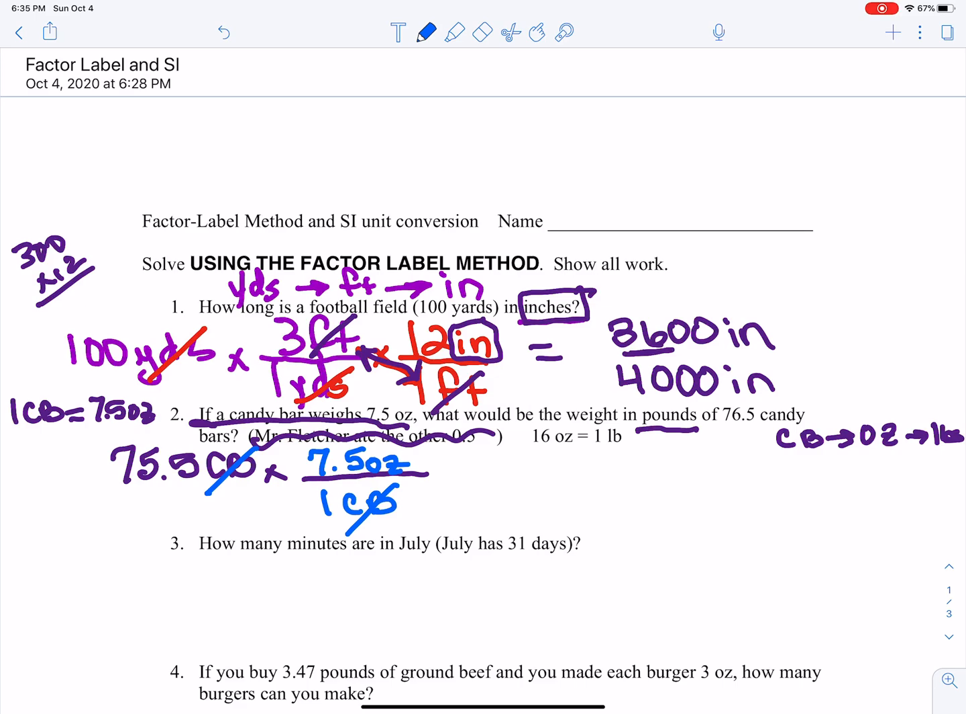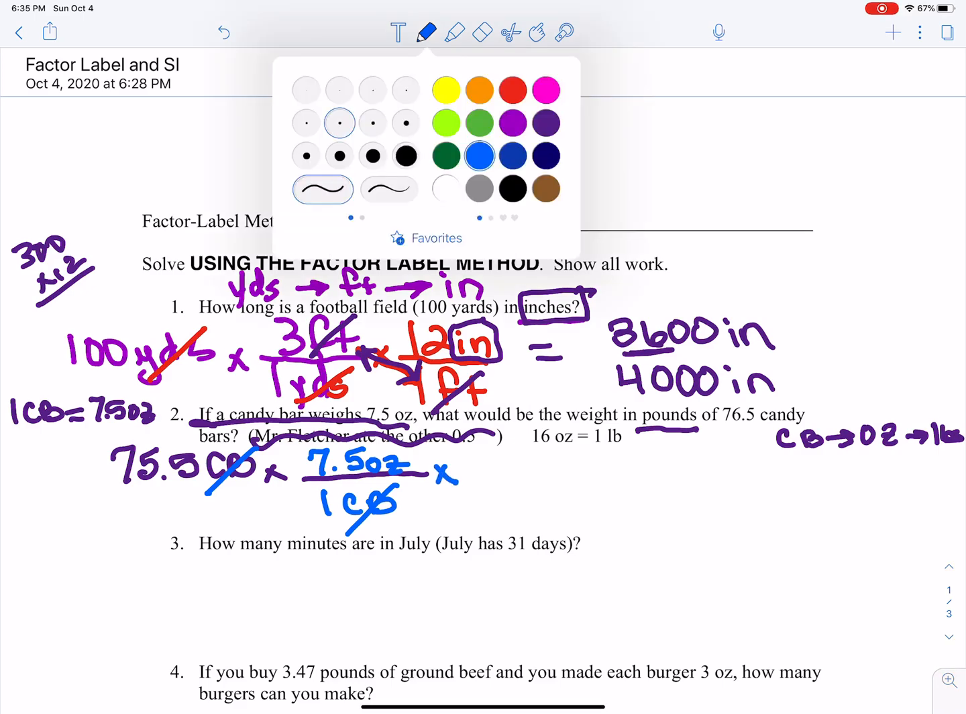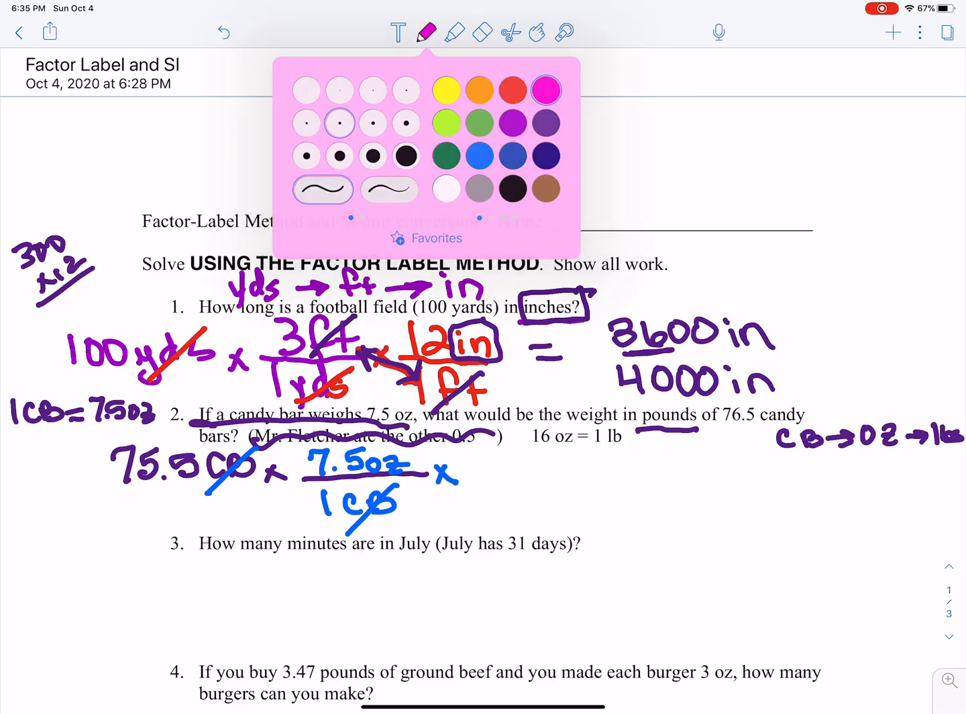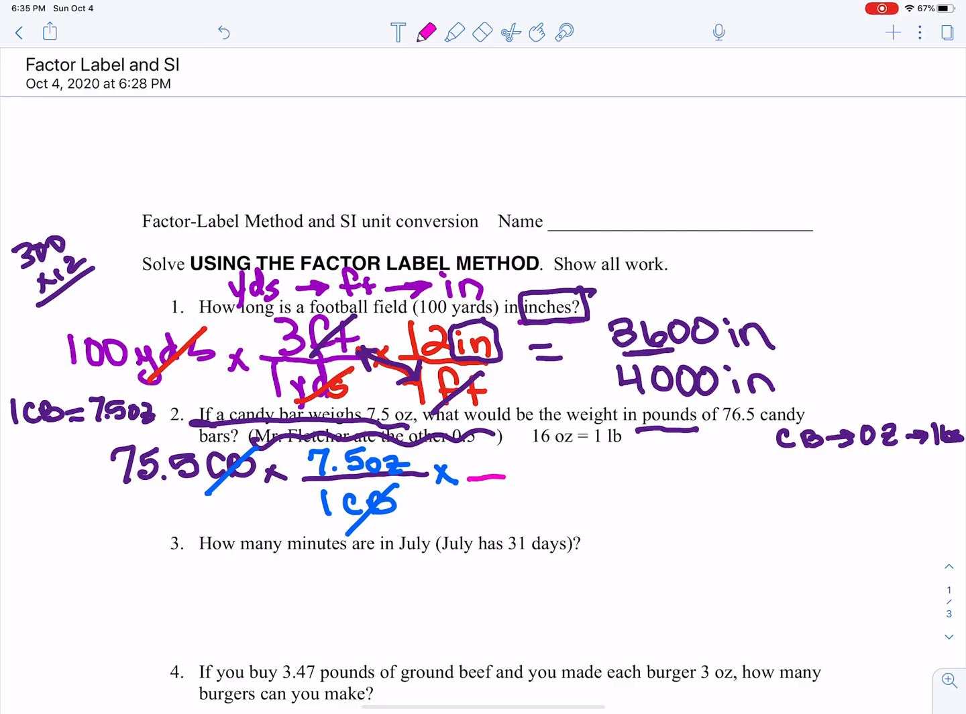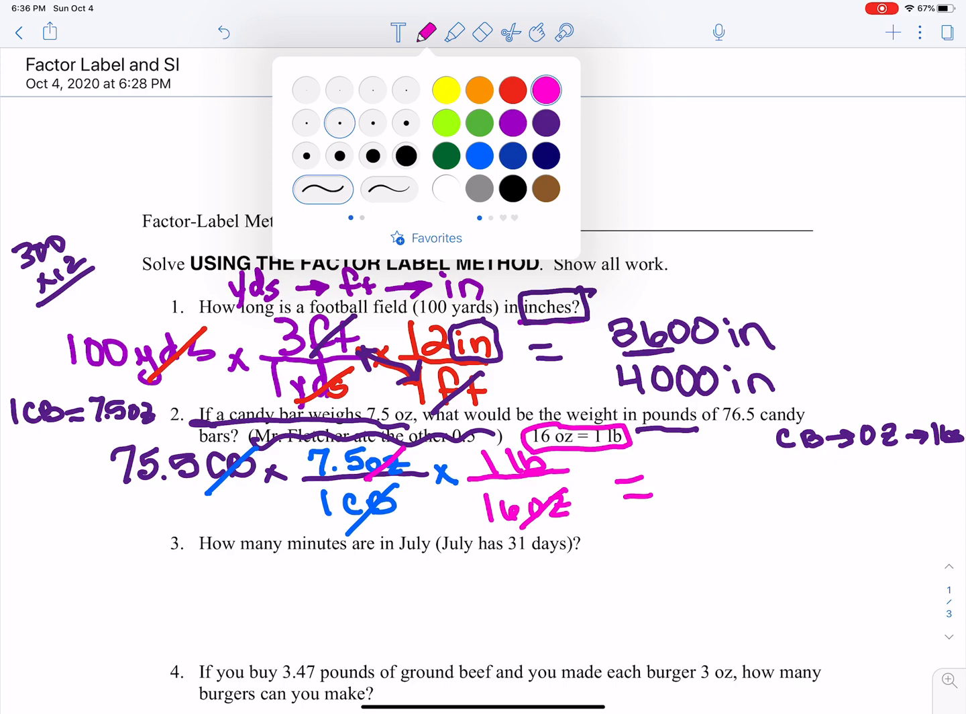Well, I'm not done yet because I need to get to pounds. So then what I'm going to do, let me use another color. I need ounces to cancel out. So this is the conversion factor I'm going to use here: 16 ounces is 1 pound. So what cancels out? Ounces divides out an ounce. So the only thing we have left to do is do the math.